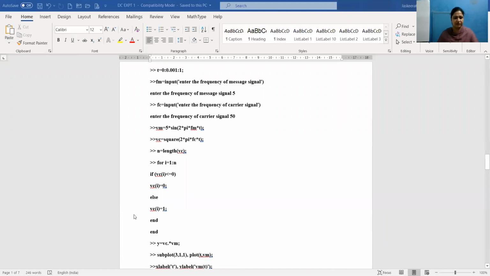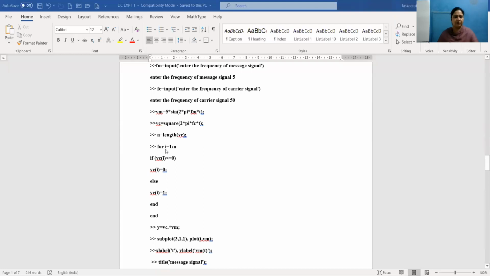So here, for generating pulses from the square signal, I'll use a loop: for i = 1 to n, where n is given by length of Vc. Length of Vc means the number of samples in Vc. Now, for i = 1 to n, that means I will take its value from 1 to n with an interval of 1. First I will take value 1, then 2, then 3, till the value of n.